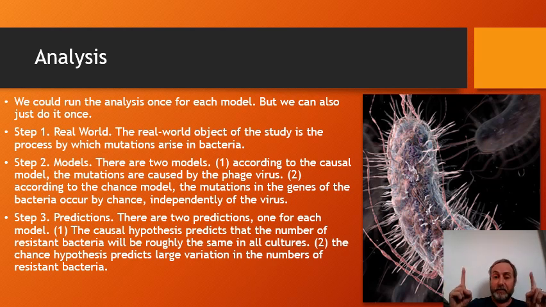Each model has a different prediction, right? So the causal model predicts that you'll see roughly the same number of resistant bacteria in all the cultures, right? And roughly the same amount of virus introduced to all the cultures, so you got the same cause in each one. You should have the same effect in each one. On the random mutation model, right, you should see sort of random variation in the numbers of resistant bacteria. So two different predictions.